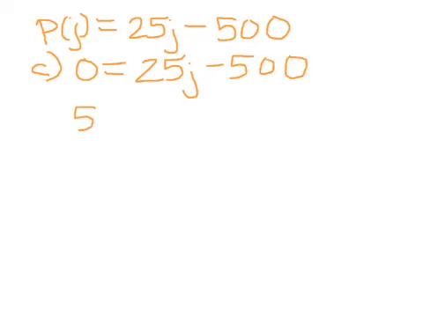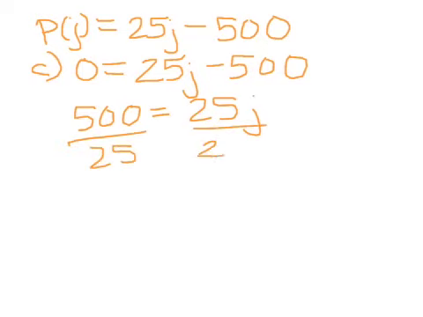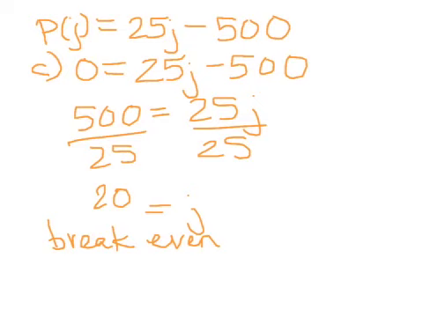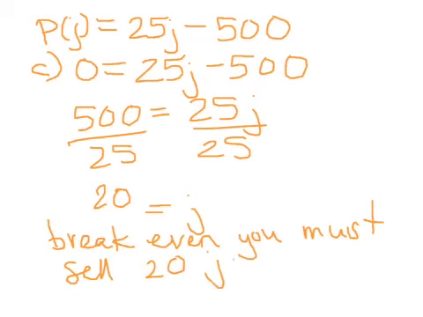Therefore 500 is equal to 25J. I divide both sides by 25, and I get J is equal to 20. So in order to break even, I'm just about done. Break even, you must sell 20 jackets. There you go.